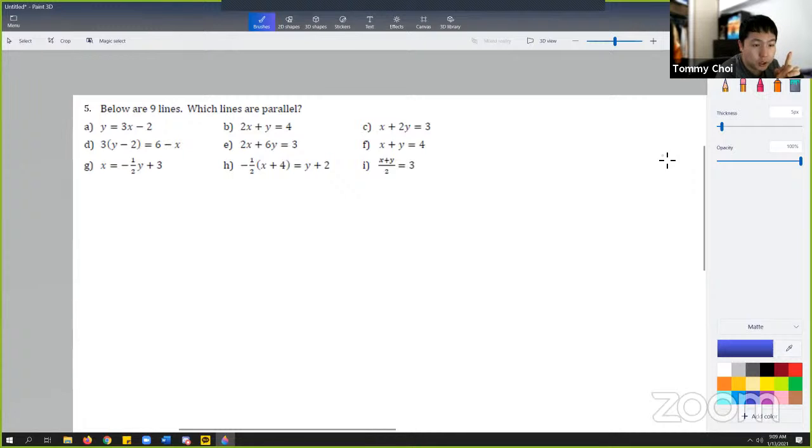So the first thing we're going to do as a class is write down each of these equations in y equals mx plus b form. The reason why we do that is because we want the slope and we want the y-intercept, right? So we have to be able to reorganize it so that we get the slope and the y-intercept. So here, for question B, it's 2x plus y equals 4.